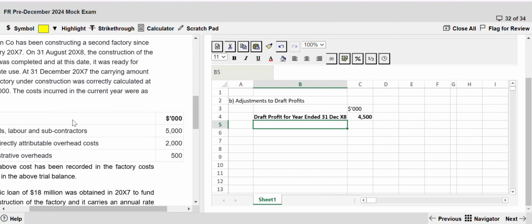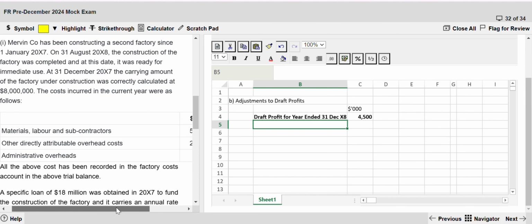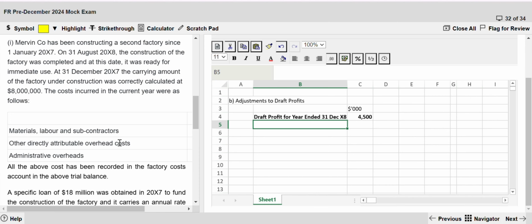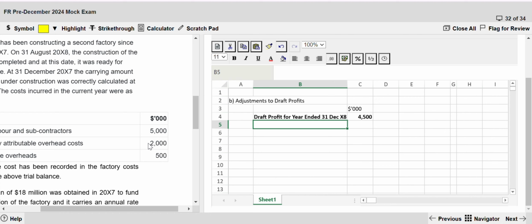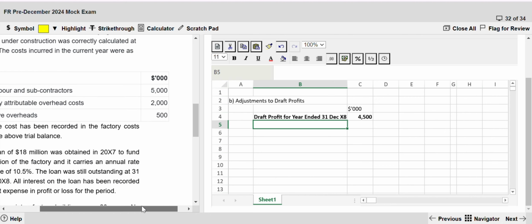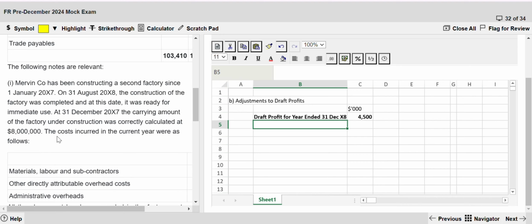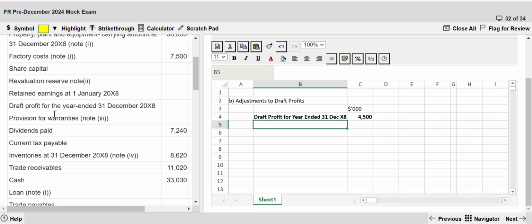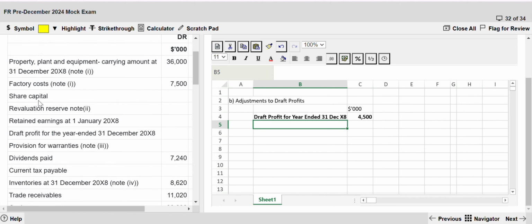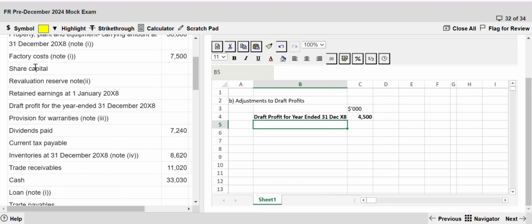Material and subcontractors cost എത്രയായിരുന്നു? 5 million. Then other directly attributable overhead cost എത്രയായിരുന്നു? 2,000. Correct? So 7,500,000. All the above cost has been recorded in the factory cost account in the trial balance. എവിടെയായിരുന്നു factory cost account? If you look at the factory cost, see this one, 7.5 million.